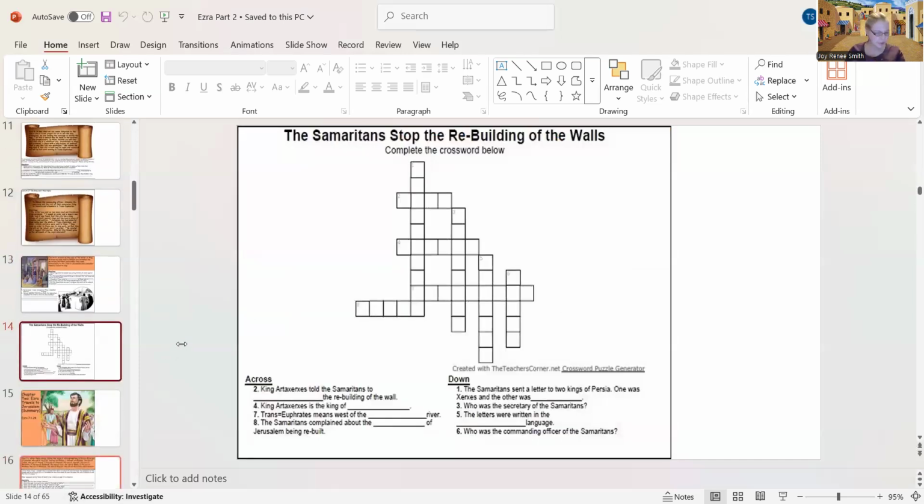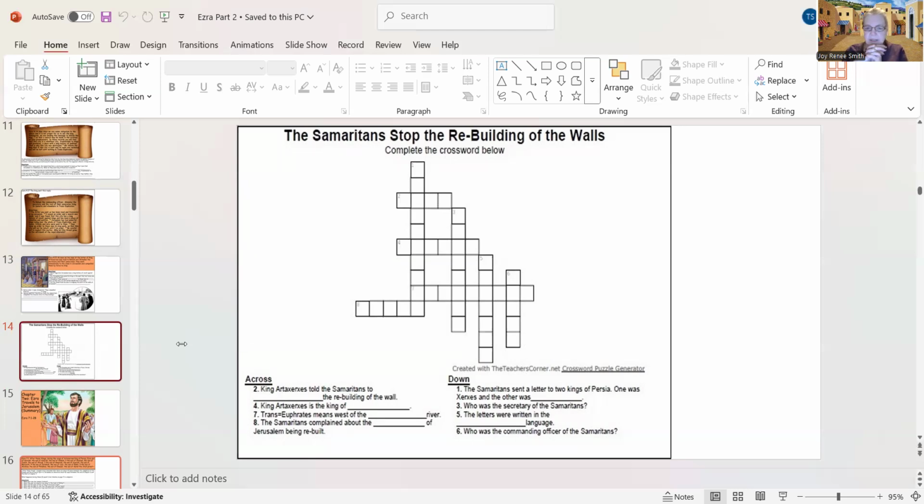So now we come to the crossword. Okay, 2 across. King Artaxerxes told the Samaritans to stop the rebuilding of the wall. 4 across, King Artaxerxes is the king of Persia. Trans-Euphrates means west of the Euphrates River. 8 across, the Samaritans complained about the walls of Jerusalem being rebuilt.